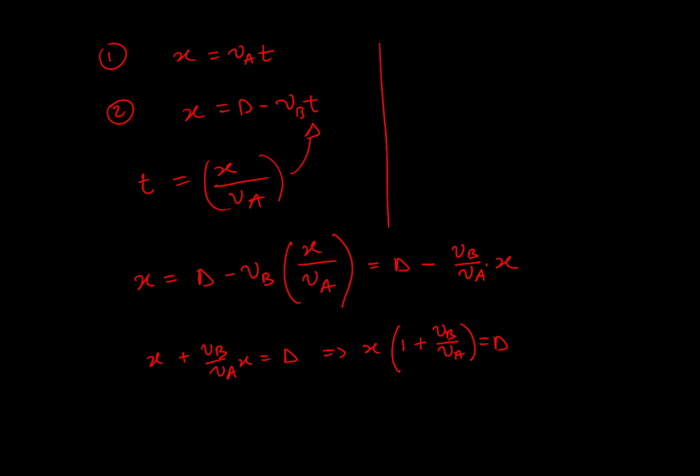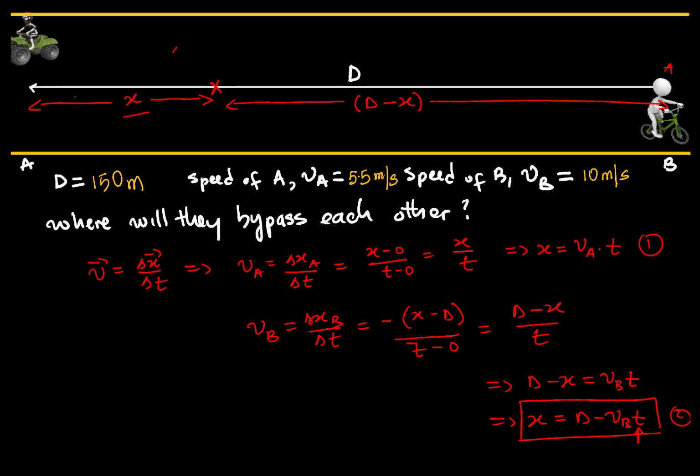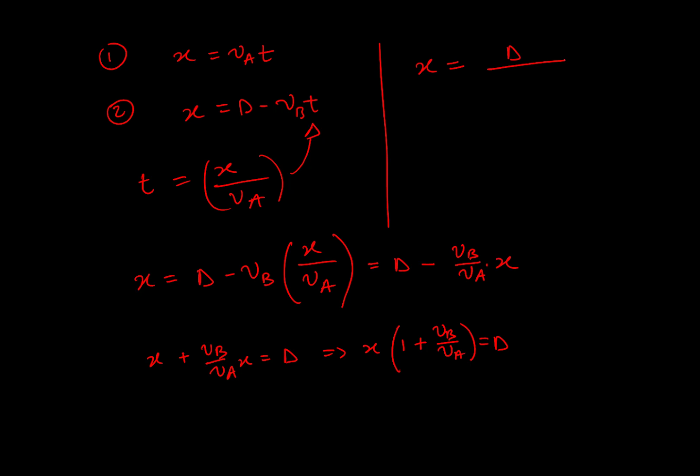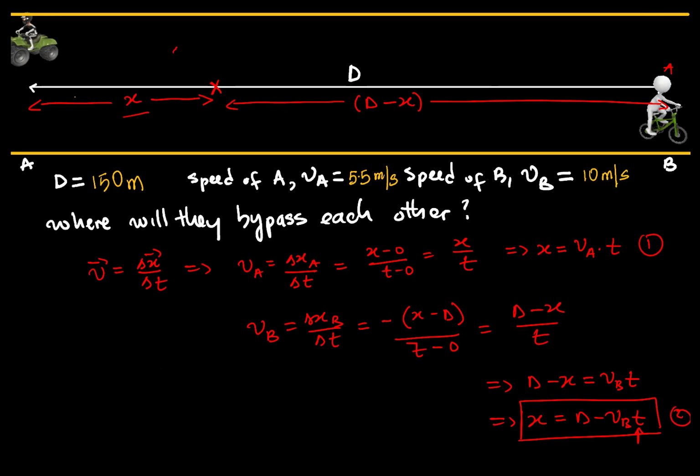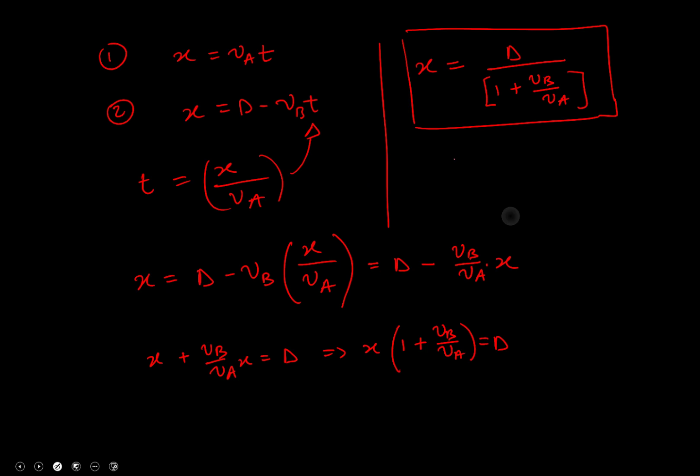In other words, x is equal to d divided by 1 plus vB divided by vA. This is the expression for x. But what is d? d is 150 meters. What is vA? 5.5. And what is vB? 10.